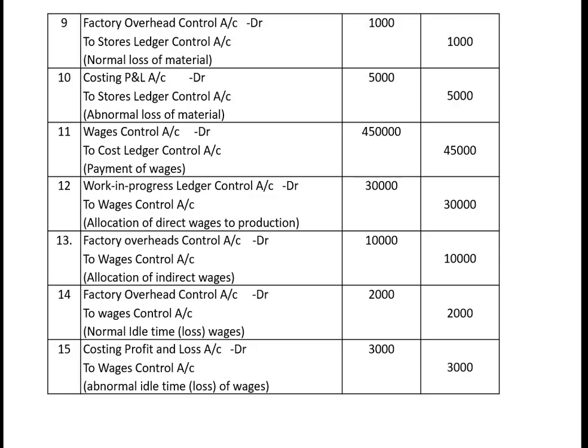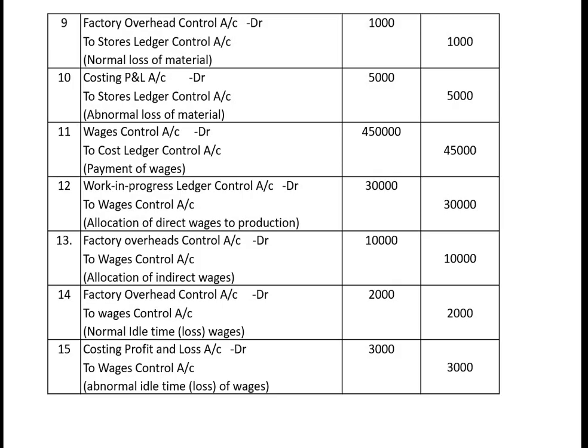You see normal wastage, and we already discussed a number of times that all normal losses, normal wastage, are charged to our total cost. So how will it be charged? The charge will be routed through factory overhead control account. So we are assuming these are the overheads. That's why factory overheads control account debit to store ledger control account, since the loss is of material.